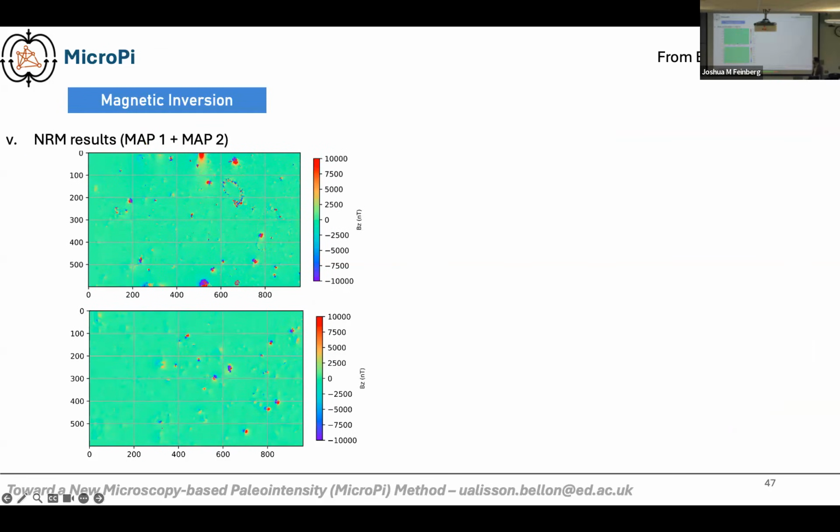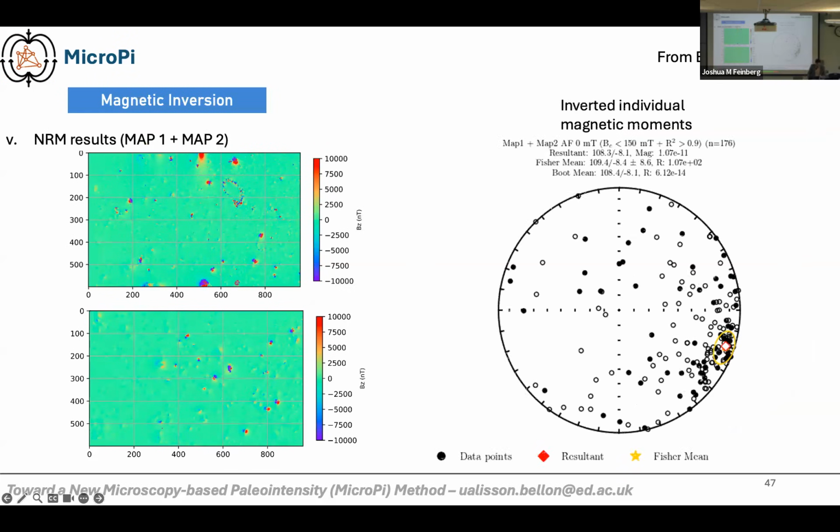So these are the two maps that we have. From these two maps, we've run all of this filtering, which is automatic, by the way. You just define these parameters and then you run your models. And here, you can see the different results that we got from the sample. The red triangle is the combined magnetic moments of all of the anomalies that we have inverted. And the yellow star is the Fisherian mean of all of that.